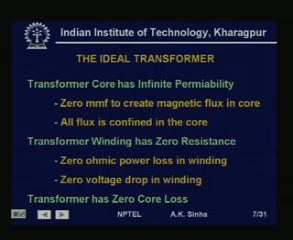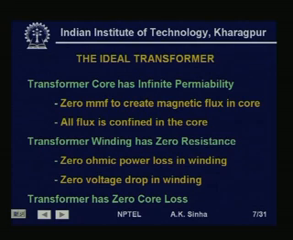Another aspect of infinite permeability is that all the flux will be confined to the core itself. There will not be any flux flowing through the outside air, because the reluctance offered by the core is 0, and the reluctance offered by outside air is much higher as compared to this. Therefore, all the flux will be confined to the core itself.